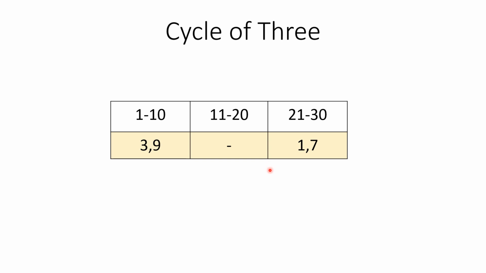Cyclic because I call this a cycle because it's going to be repeated all the time. After 30 comes 31 to 60, and these numbers in the second row are going to appear in the same way, in the same order. In the first box there's going to be a 3 and a 9, and then an empty box, and then a 1 and 7. And that goes to infinity, right? So these are the basics of this work.